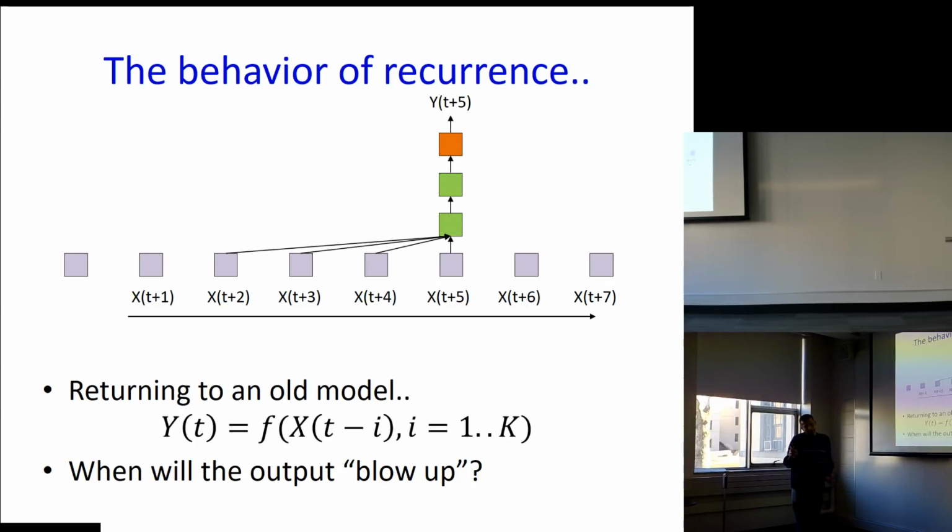What kind of generic behavior would you expect to see from a network of this kind? Let's return to our old model. Let's say the network only depends on some fixed window of inputs. So to produce the output at any time t, you're looking at our input at time t, t minus 1, t minus 2, and t minus 3.